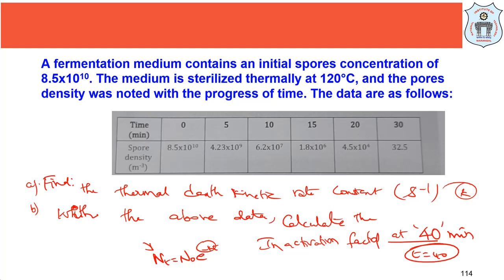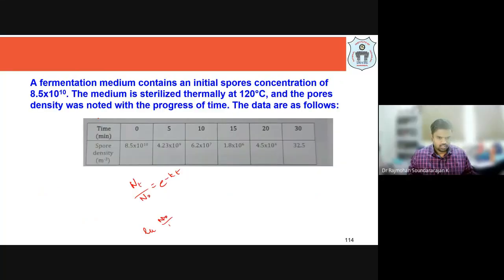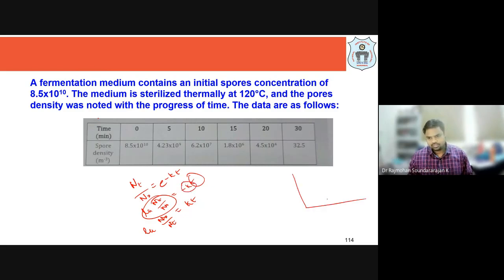So we have seen that ln of n naught by nt is equal to kt, or ln of nt by n naught is equal to minus kt. That way, time versus this will give us the minus k value. Slope is equal to minus k. So please plot that, you are going to get the answer. Ln of nt by n naught versus time.